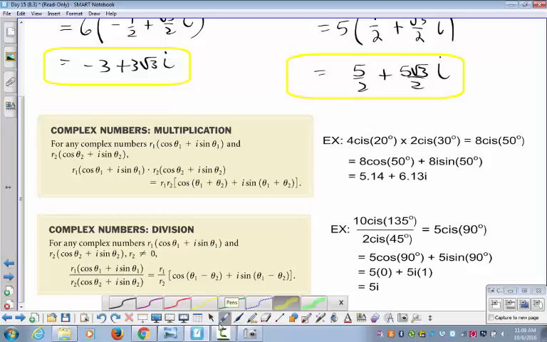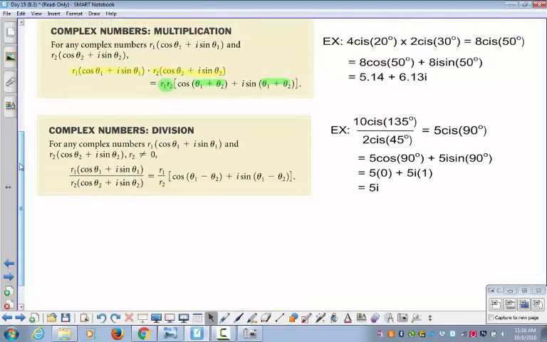All right, so here's how we're going to multiply 2 numbers that are in trigonometric form. We have them in polar form or trig form. What we're going to do is take the 2 radii, multiply them together, and then we add the angles. So 2 numbers in trigonometric form, if we want to multiply them, multiply the radii and add the angles. Multiply the radii and add the angles.